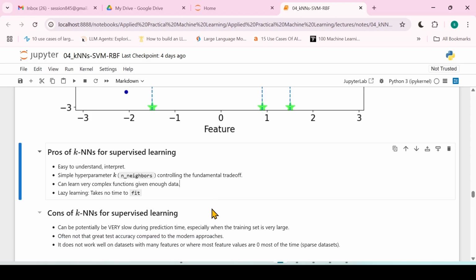Now let's understand what are the pros of KNN for supervised learning. Again, it's easy to understand. It's an interpretable model. It has a very simple hyperparameter like n neighbors, and we can learn very complex functions given enough data. But it is a lazy learner. That means when we apply the fit method, it does not learn anything.